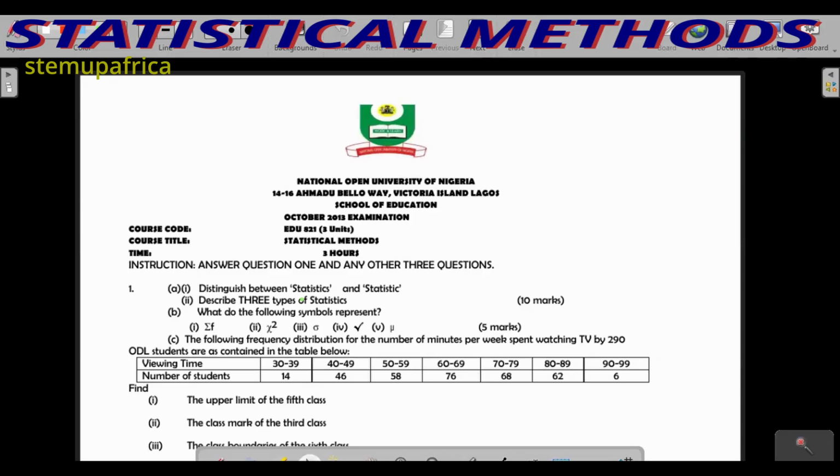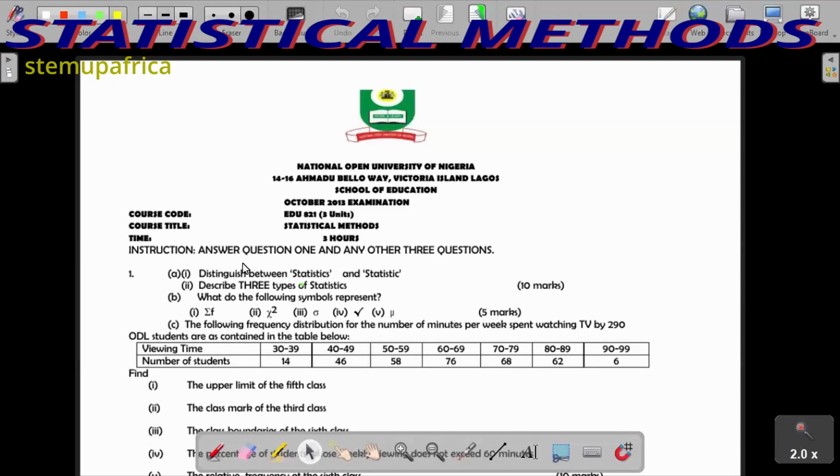What is the meaning of the following? What does the following symbol represent? Look at question B part. What do the following symbols represent? The first one is summation. This symbol here represents summation, meaning sum.